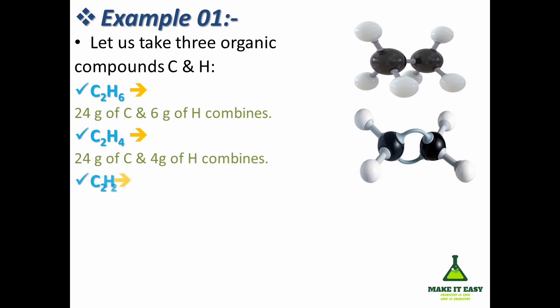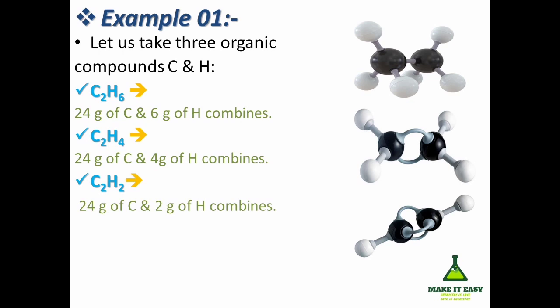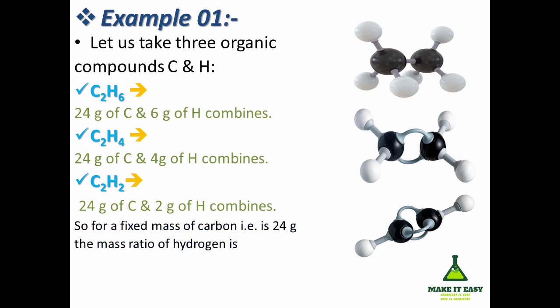Again another example, C2H2, that is acetylene. 2 carbon atoms are combined with 2 hydrogen atoms. So 24 gram of carbon is combined with 2 gram of hydrogen. Now we can find out the mass ratio of hydrogen in all three cases, because the mass of carbon is fixed, that is 24 gram of carbon is fixed over there, and that is why the mass ratio of hydrogen will be 6:4:2, and it will be reduced to 3:2:1, that is the small whole number ratio. Is it clear?